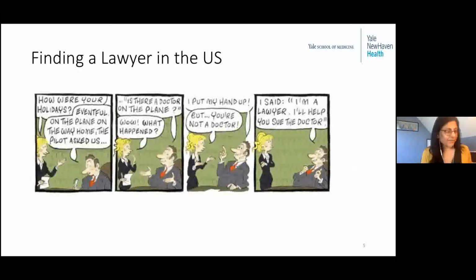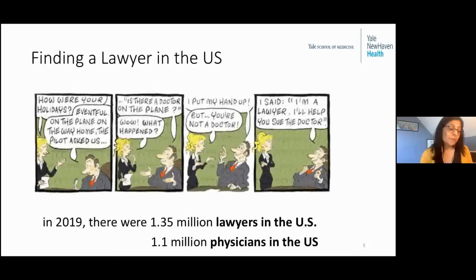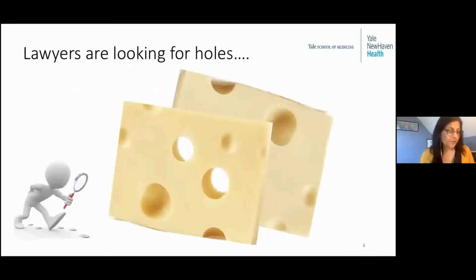It is said that finding a lawyer in the US is really easy. In 2019, there were 1.35 million lawyers in the country and about 1.1 million physicians in the US. Thank goodness they're not all malpractice lawyers. And as they say, lawyers are always looking for holes, loopholes, that is.